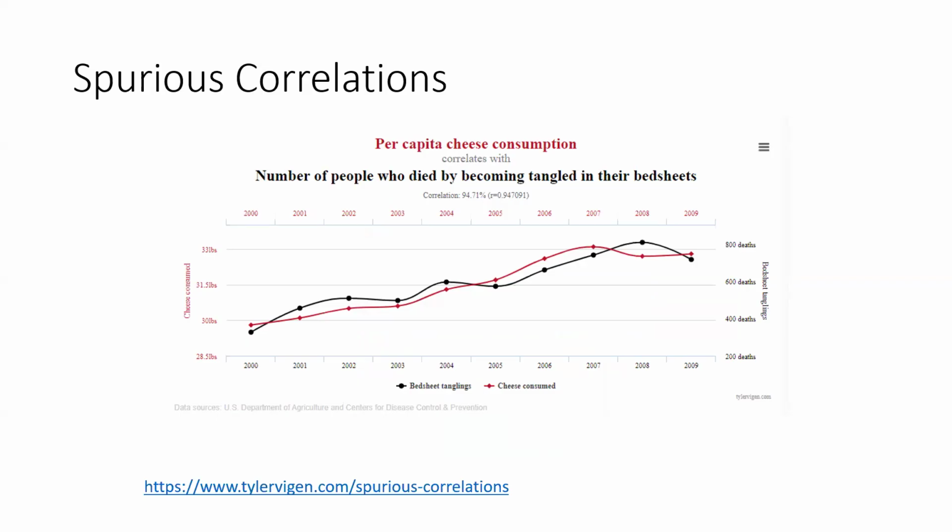It shows you random things that have nothing to do with each other, but they have very close correlation. The red line shows the amount of cheese people consume per capita, and the black line shows the number of people who died by being tangled in their bed sheets. Apparently that does happen. They are very closely related. But does that mean eating more cheese will cause you to be more likely to die in your bed sheets?